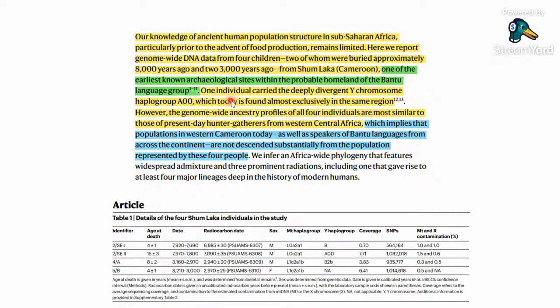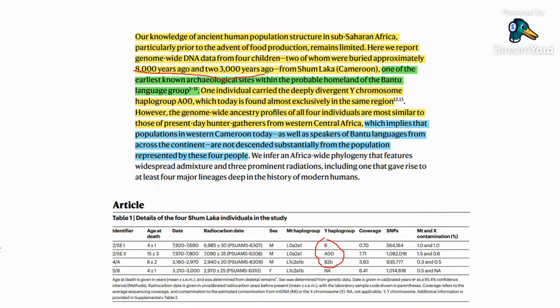However, the genome-wide ancestry profiles of all 4 individuals are most similar to those of present-day hunter-gatherers from Western Central Africa, which implies that populations in Western Cameroon today, as well as speakers of Bantu languages from across the continent, are not descended substantially from the population represented by these 4 people. All right. So again, 8,000 to 3,000 years ago, you did not have people within West Africa who were related to Bantus. And that's throughout all the continent. And again, those haplotypes found in ancient West Africa were haplogroup B, A00, and B2b.